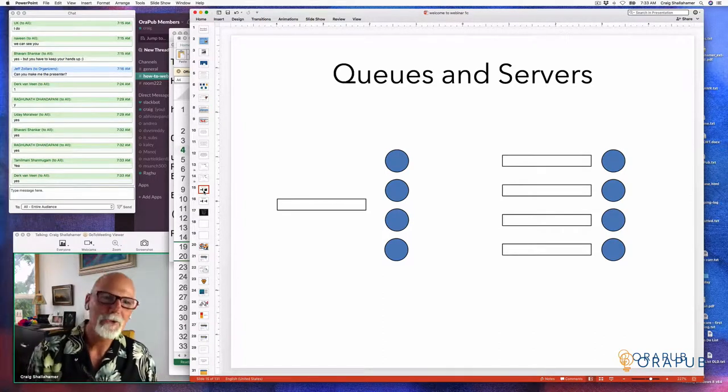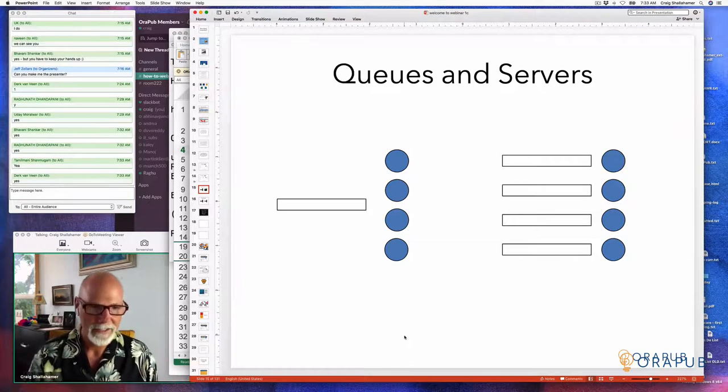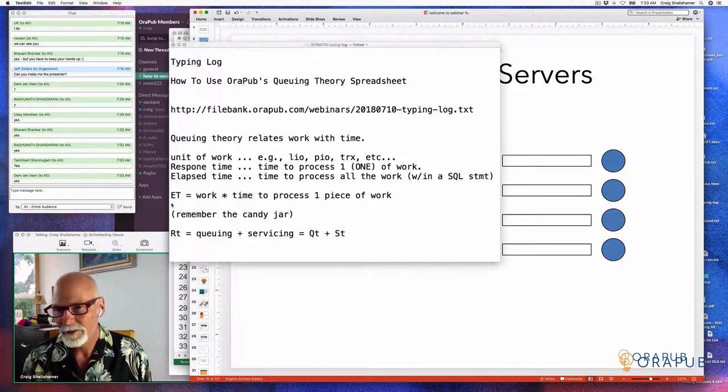All right, queues and servers. There are many ways to diagram this, but this is how I typically do it. So the blue circles, and usually when you draw what's called a server, that is going to be a circle right here. Okay, now what is a server?